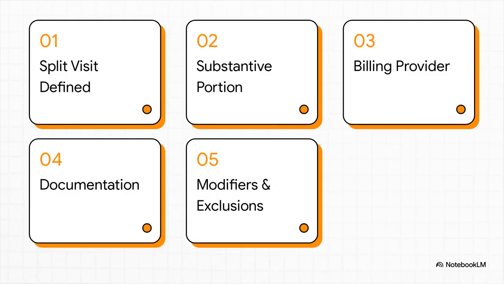Okay, let's dive into this. Here's our roadmap for decoding this today. 1. The split visit defined. 2. The substantive portion rule. 3. Identifying the billing provider. 4. Bulletproof documentation. And finally, 5. Modifiers and exclusions. Let's get right to it.